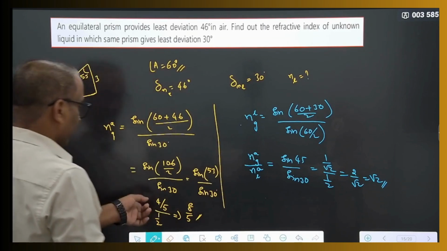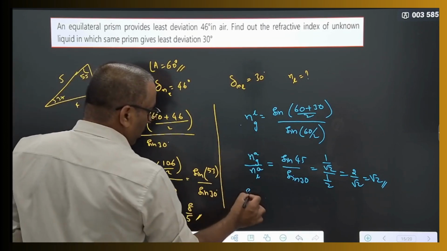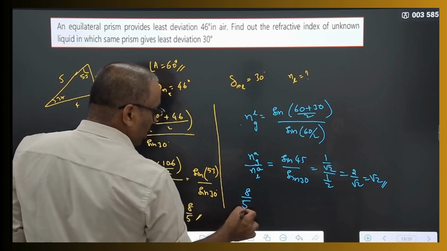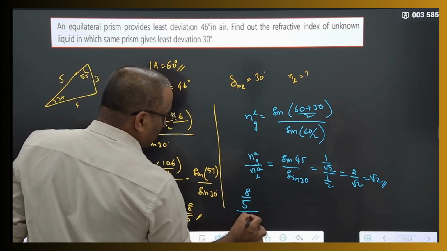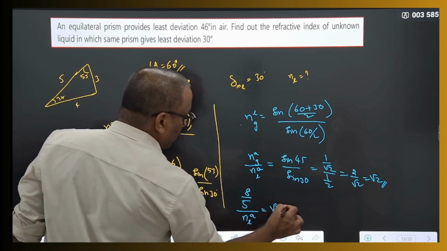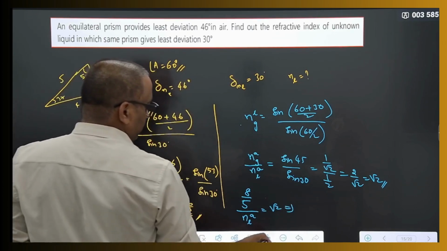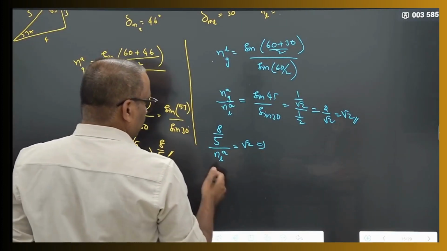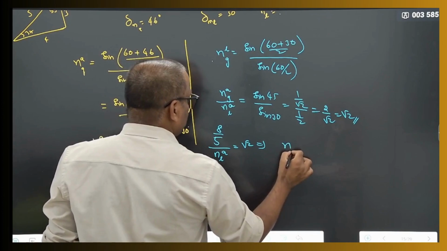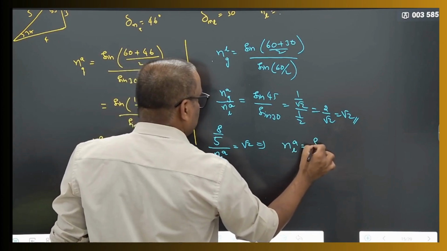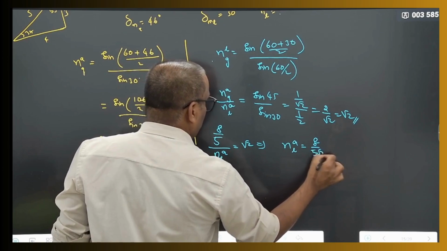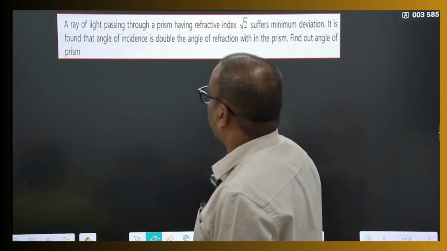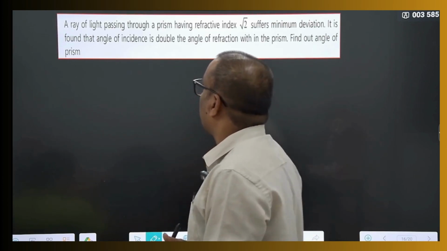So here you know the refractive index of this one, no? Therefore 8 by 5. So the refractive index of the liquid with respect to air is nothing but 8 by 5 root 2. That is your liquid. Right.